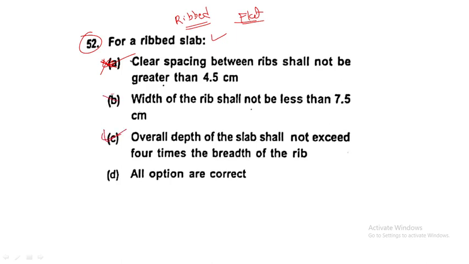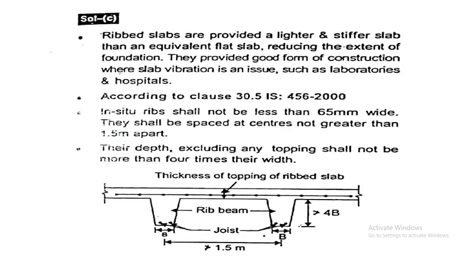So all other options are not correct, only C is the correct answer for the given question, because, as we just discussed, ribs are provided lighter and stiffer. According to IS 456, the ribs are 65 mm wide and 1.5 meter apart. Their depth excluding any topping shall not be more than 4 times the width. You have to remember these points.